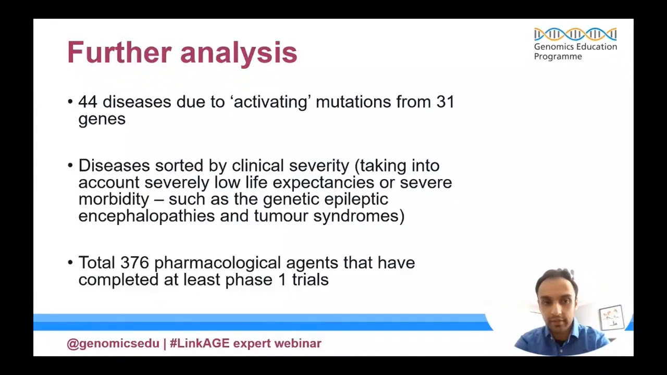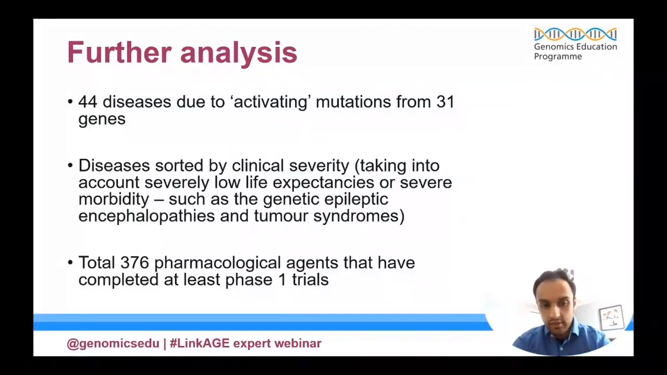So we found that 44 diseases were due to activating mutations from 31 different genes. Of course, one gene can cause multiple different disorders. Diseases were then sorted by clinical severity, taking into account things like life expectancy or the degree of morbidity that results from these disorders.